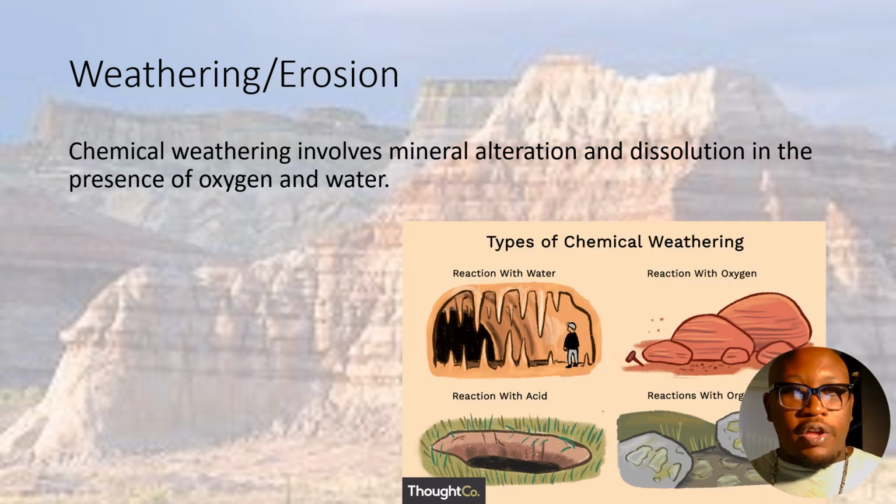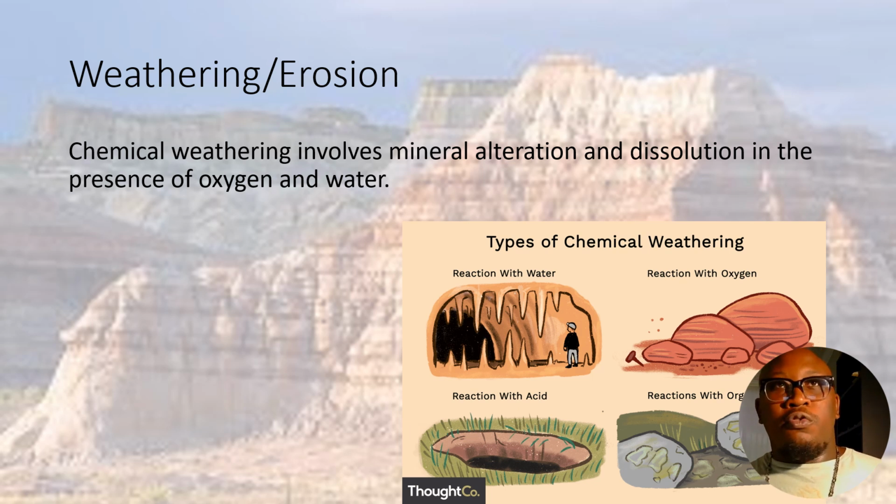Then we have chemical weathering. This is where the minerals in the rock start to alter due to a chemical reaction. This could happen due to the presence of oxygen and water. A common one that people know is rust. Rust is actually an agent of chemical weathering.